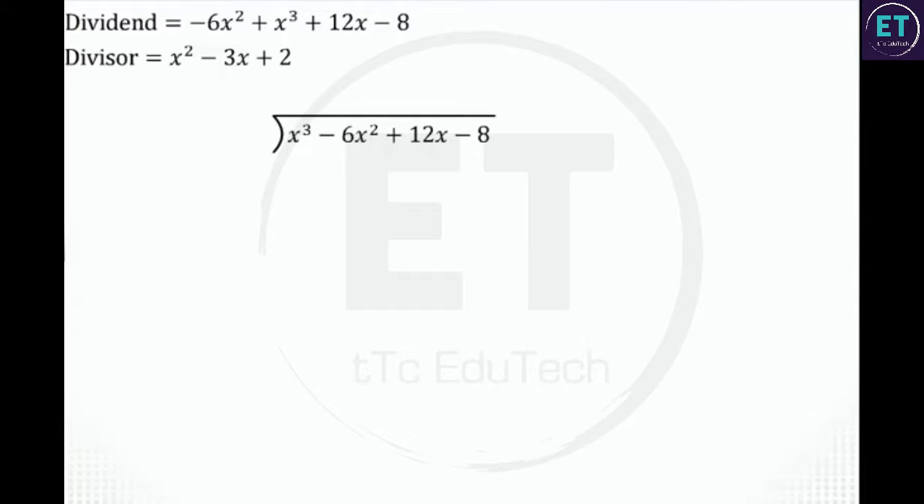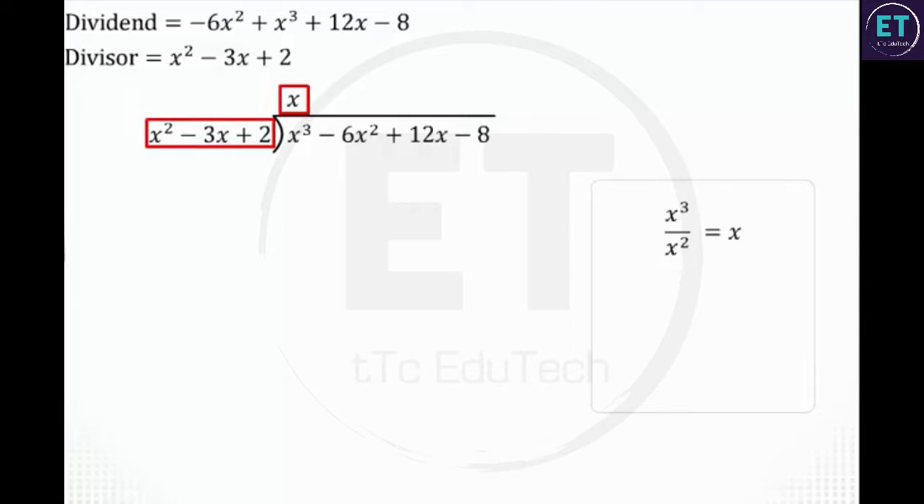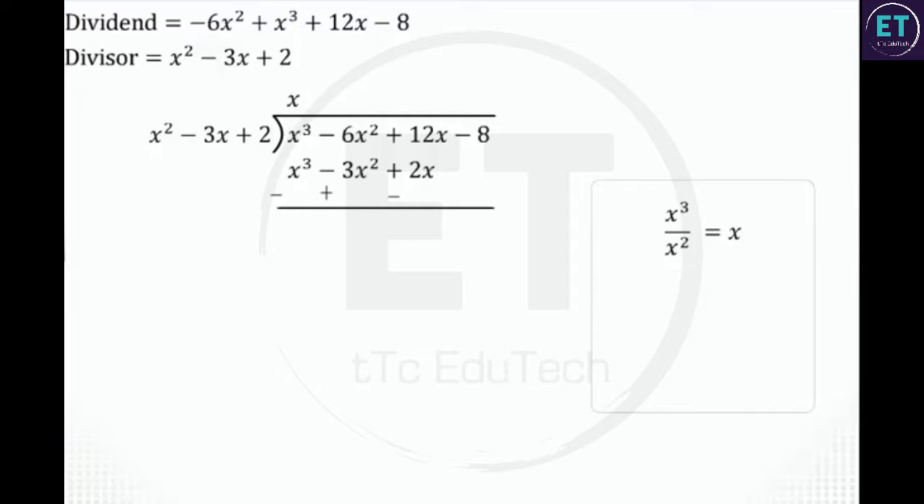Let's perform the division. First, we'll divide the first term of the dividend, x cubed, by the first term of the divisor, x squared. We get x. This is the first term of the quotient. We multiply the divisor with the first term of the quotient and subtract this product from the dividend. That is, we multiply x squared minus 3x plus 2 with x and subtract the product x cubed minus 3x squared plus 2x from the dividend. The remainder is minus 3x squared plus 10x minus 8.